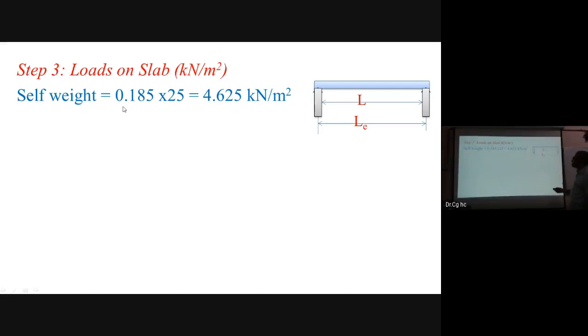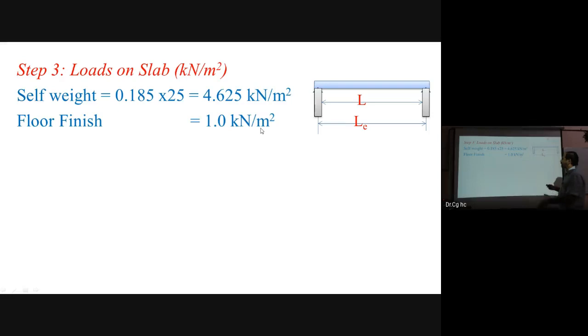Self weight of the slab, we calculate. 0.185 thickness, that is the thickness of the slab we have calculated, multiplied by 25, the density of the reinforced concrete, RCC. Therefore, we are going to get 4.625 kilonewton per meter square ಸಿಗುತ್ತೆ ನಮಗೆ. And floor finish is 1 kilonewton per meter square.